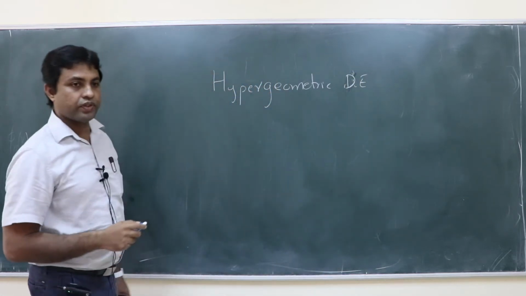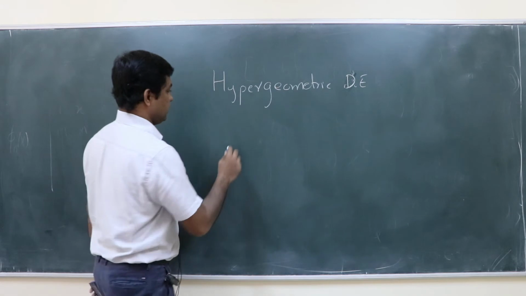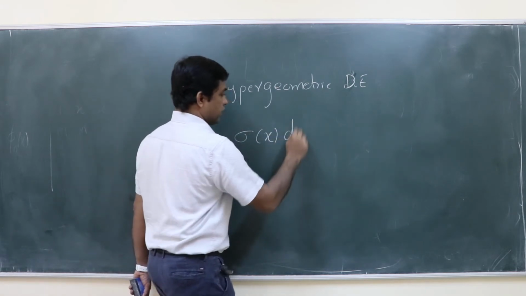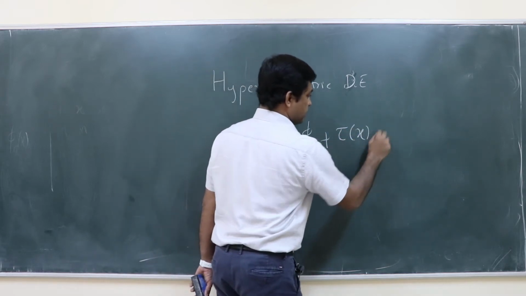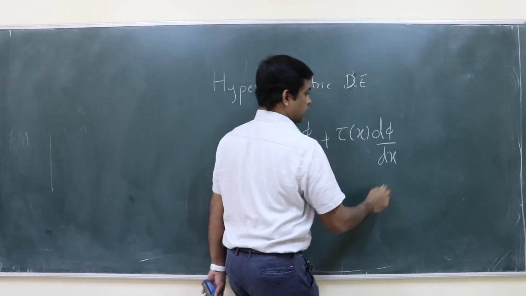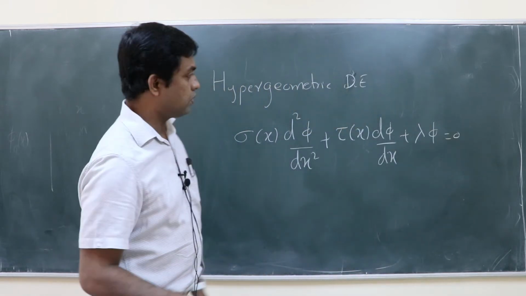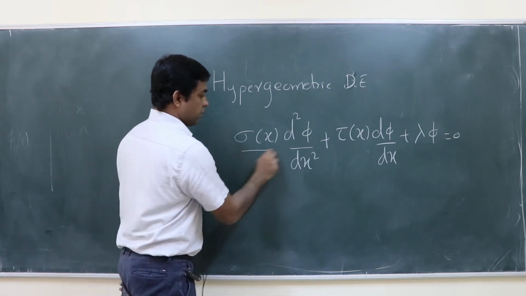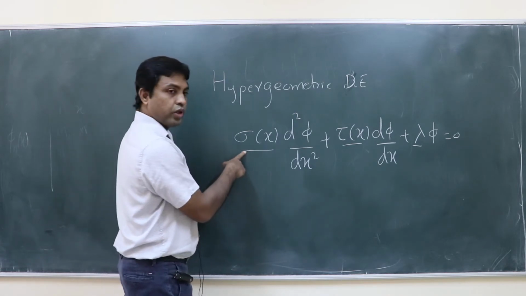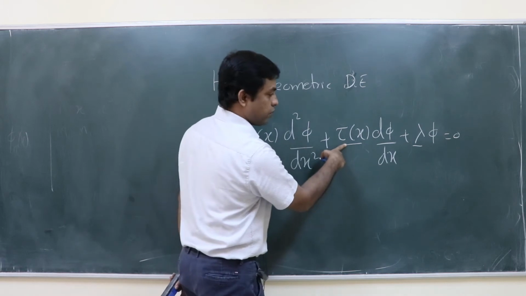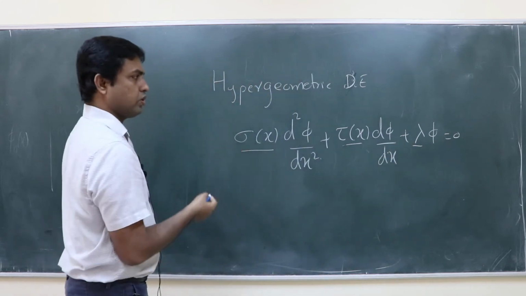So what is a hypergeometric differential equation? It is basically a second order differential equation: sigma of x d square phi by dx square plus tau of x d phi by dx plus lambda phi equal to 0. Here sigma of x, tau of x and lambda are polynomials. Sigma of x is a polynomial of order 2, tau of x is a polynomial of order 1, and lambda is a constant polynomial of order 0.